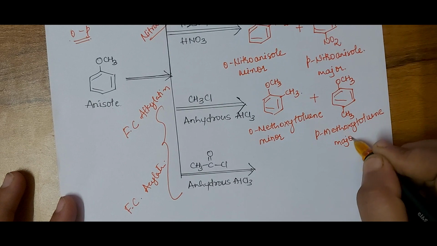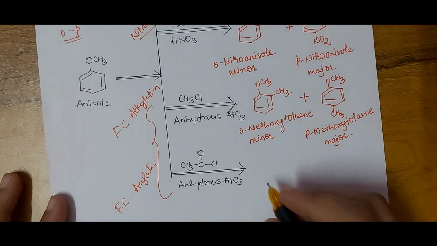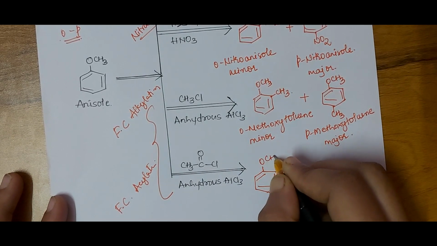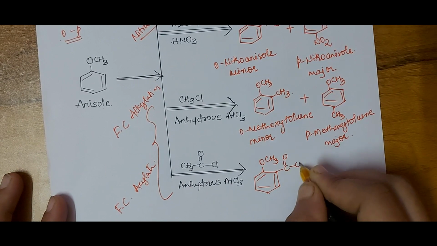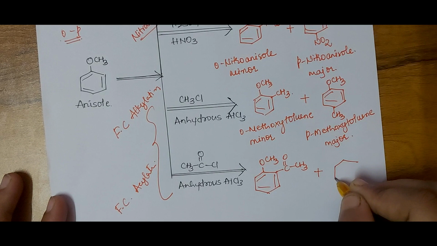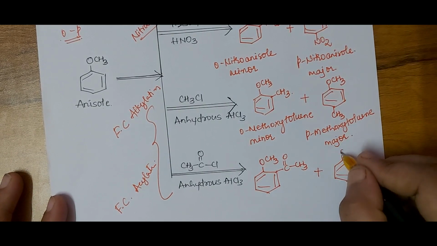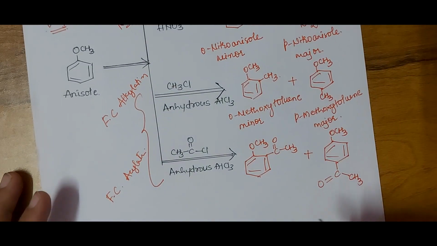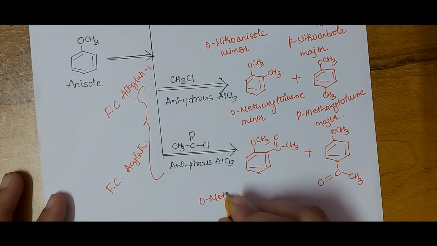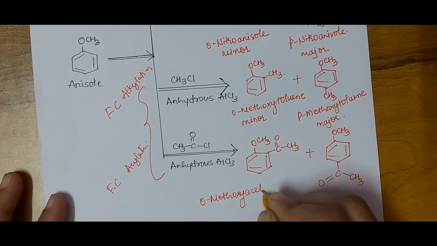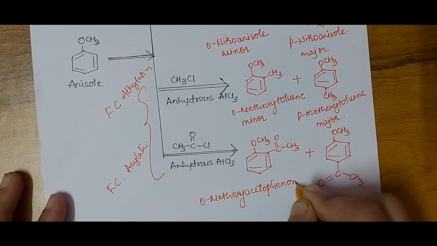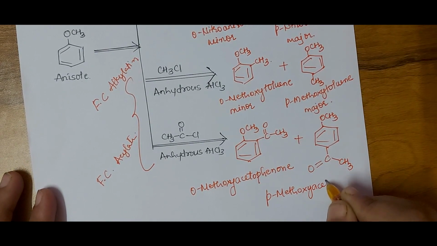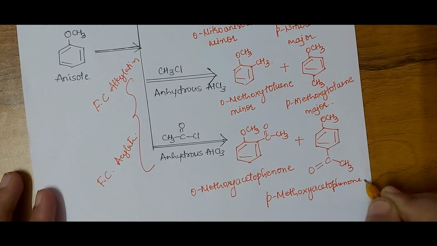Next is acylation, that is substitution of an acyl group at the ortho and para positions with respect to methoxy. One product is substitution of the acyl group at the ortho position and another is substitution at the para position. When an acyl group is substituted on a benzene ring, we call it acetophenone. Hence, the first product we will name ortho-methoxyacetophenone, which is a minor product, whereas para-methoxyacetophenone is the major product. So we will represent ortho-methoxyacetophenone as minor and para-methoxyacetophenone as major.